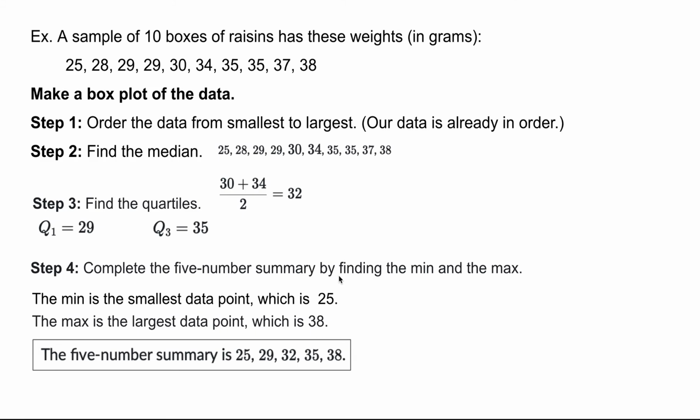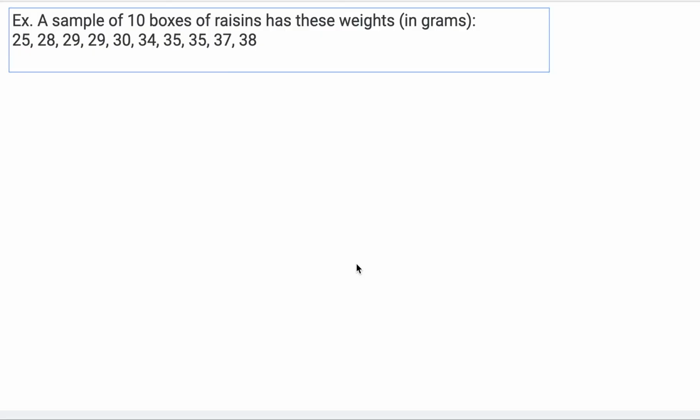Let's practice making box plots using this example. Actually, I want to open my Jamboard. Okay, so in this example, a sample of 10 boxes of raisins have these weights in grams: 25, 28, 29, 29, 30, 34, 35, 35, 37, and 38. You need to make a box plot of the data.